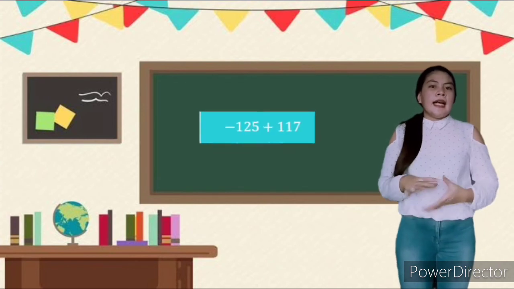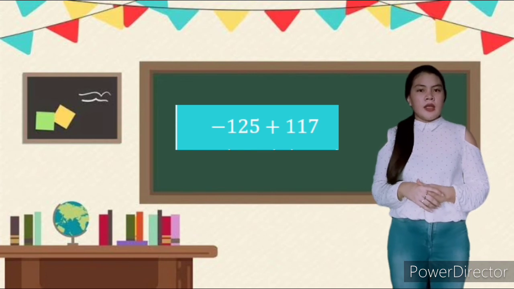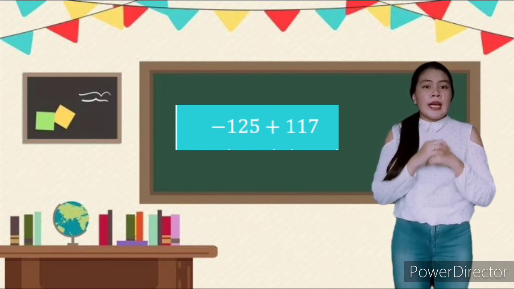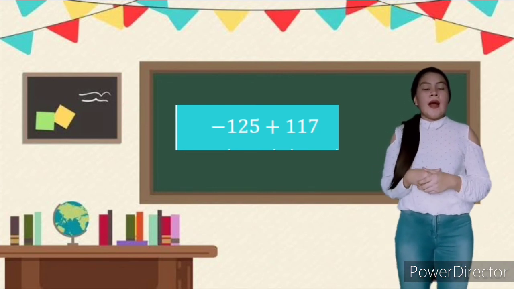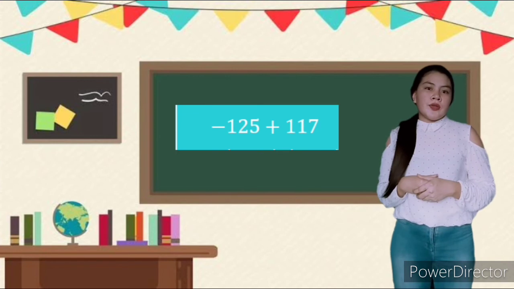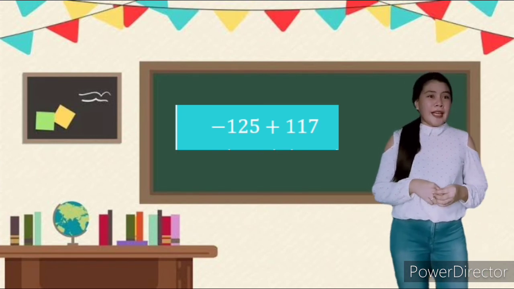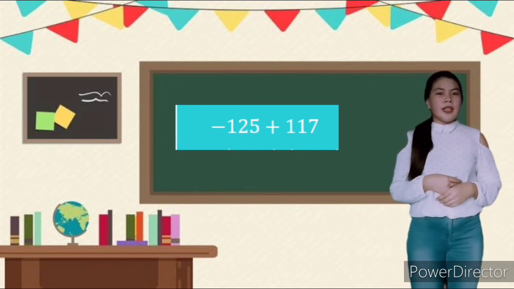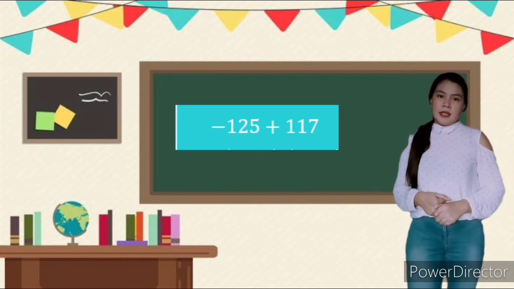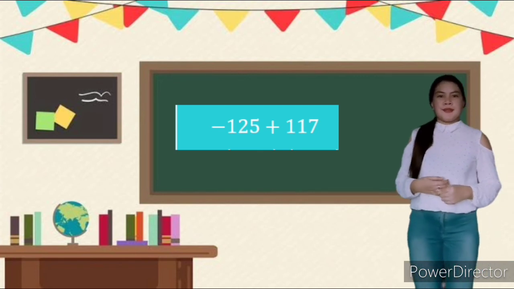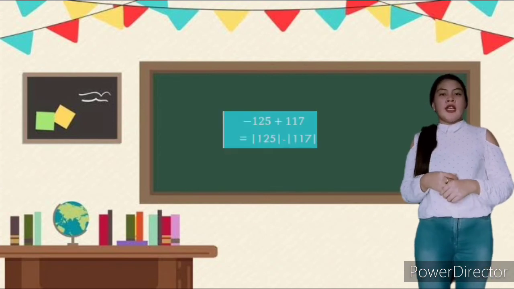Okay, let us have this example. Let us add negative 125 and 117. So, first is to get their absolute values. So, what is the absolute value of negative 125? Anyone? Okay, yes. Okay, very good. It is 125. So, how about 117? Super easy. It is still 117.